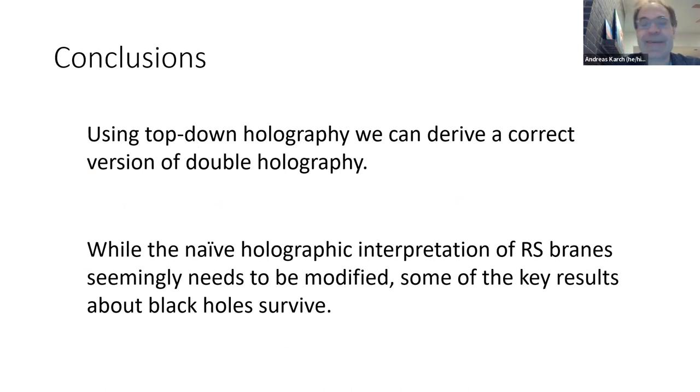I have 2 minutes left and I'm done. What I tried to tell you is that using a top-down embedding of BCFTs, you can derive a correct version of double holography, which by construction is free of any pathologies. But while the naive interpretation of what people have done with bottom-up holography seemingly needs to be modified, some of the key results about black holes survive. Because everything you can phrase in terms of a field theory question, you can then answer using the full BCFT geometry. And the intermediate picture is only needed to motivate those questions as being interesting.